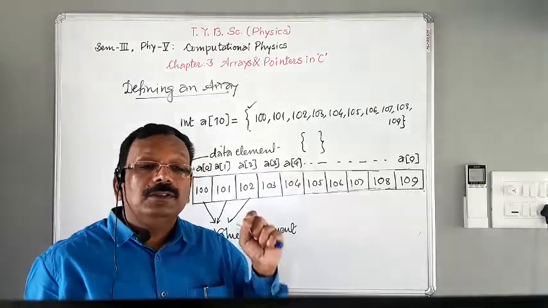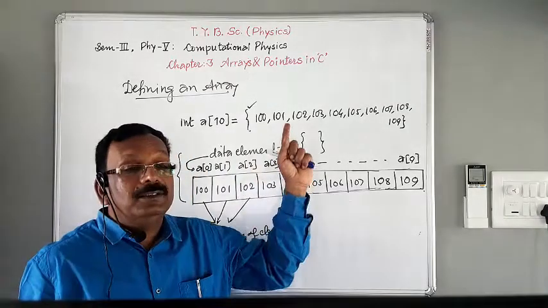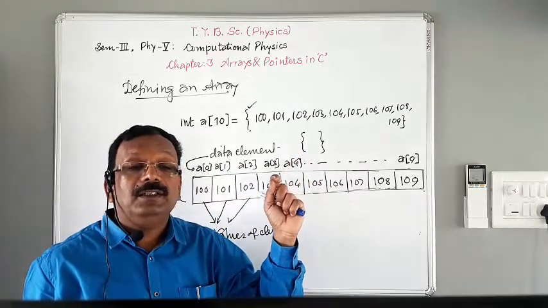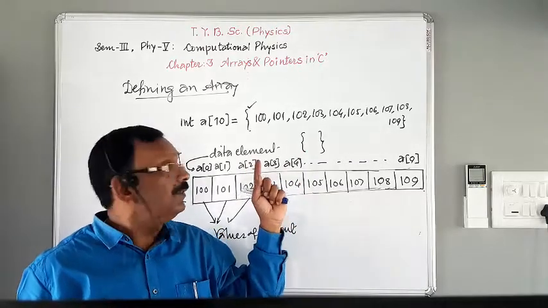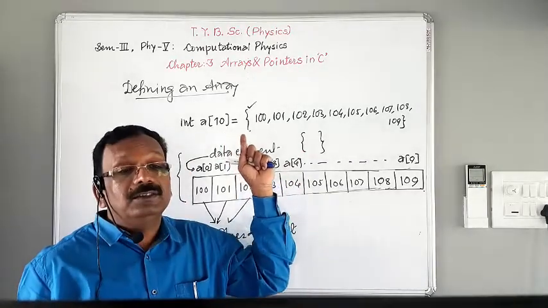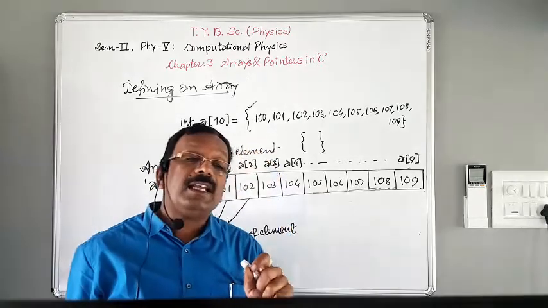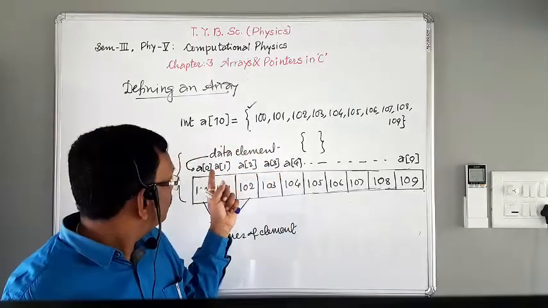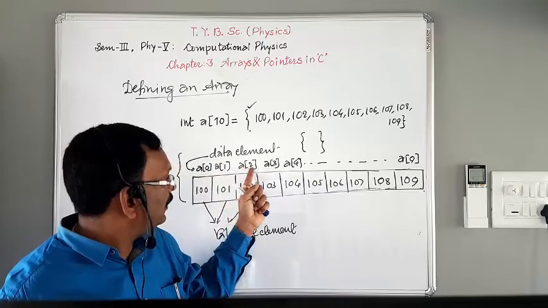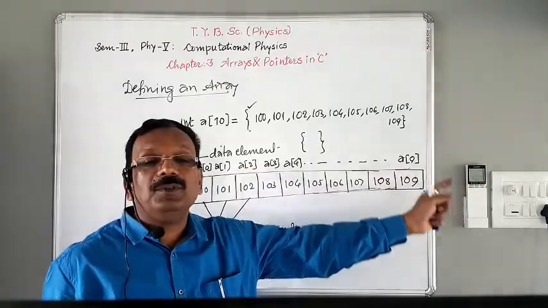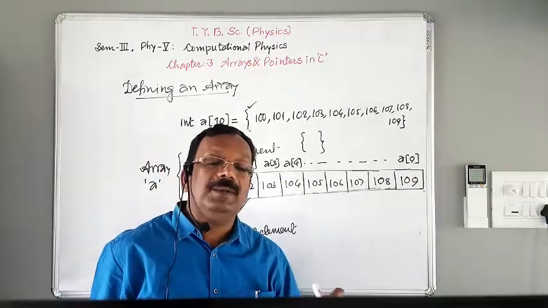And the number of values cannot be larger than the number of elements that we declare in the square brackets. Okay. Each array element: A0, A1, A2, A3, A4 up to A9. These are the array elements.